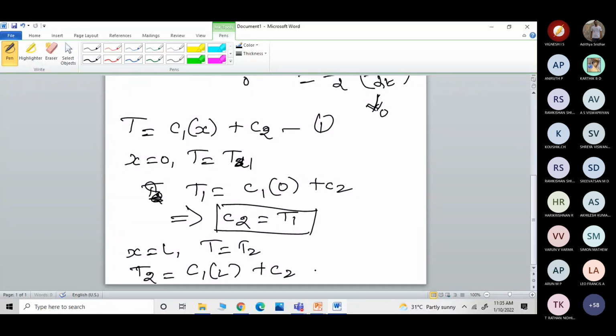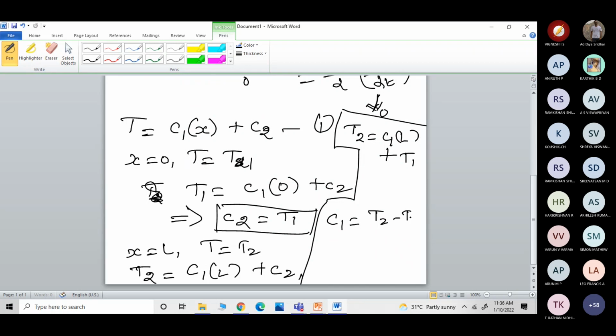So when you substitute this here, let me write it here. T2 is equal to C1 into L plus C2, and we got C2 equal to T1, substituting it here. So C1 will be equal to T2 minus T1 divided by L. Am I correct, students? Yes, sir.